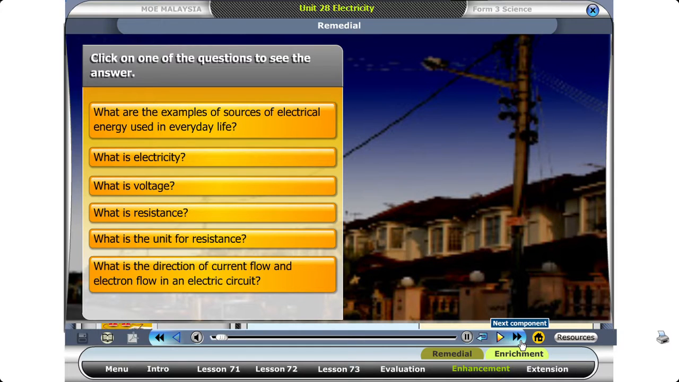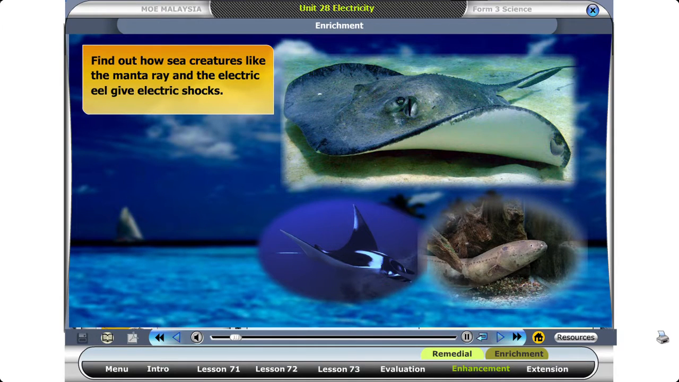Click on one of the questions. Some sea creatures like the stingray, manta ray, and eel have a unique defense mechanism. They give an electric shock when they are threatened. Find out how these sea creatures give electric shocks.